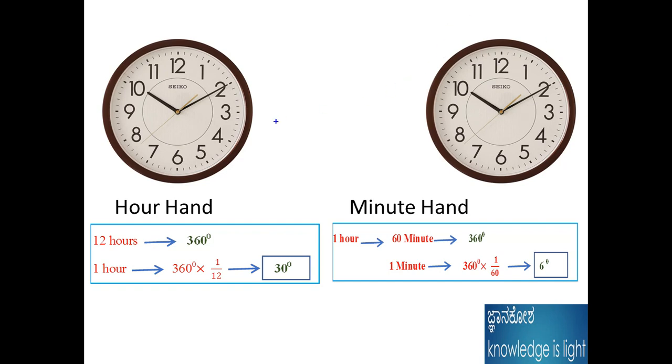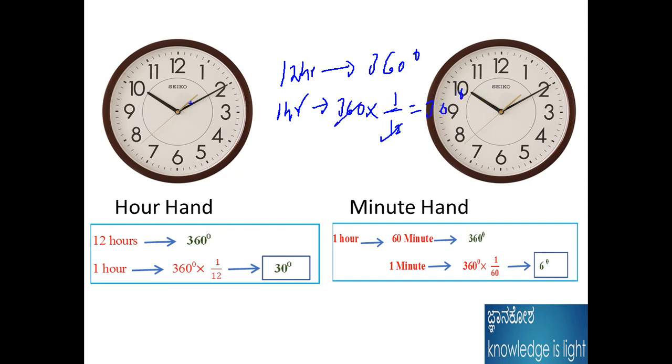We already know the short hand is the hour hand and the long hand is the minute hand. For 12 hours it is 360 degrees. For 1 hour, how many degrees? If you haven't watched the unitary method video, please go and see it; I will tag it in the description section. In the numerator it should be 1, because for 1 hour we want a smaller value, and the denominator is 12. Therefore, for 1 hour it is 30 degrees.